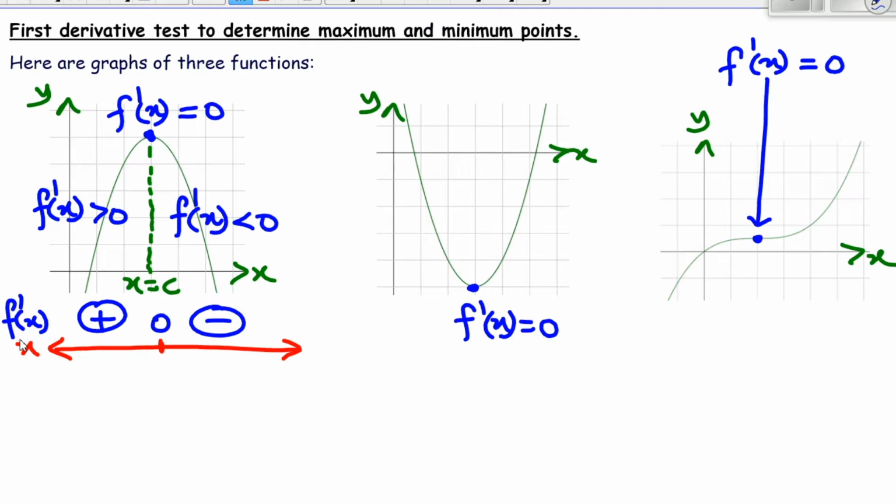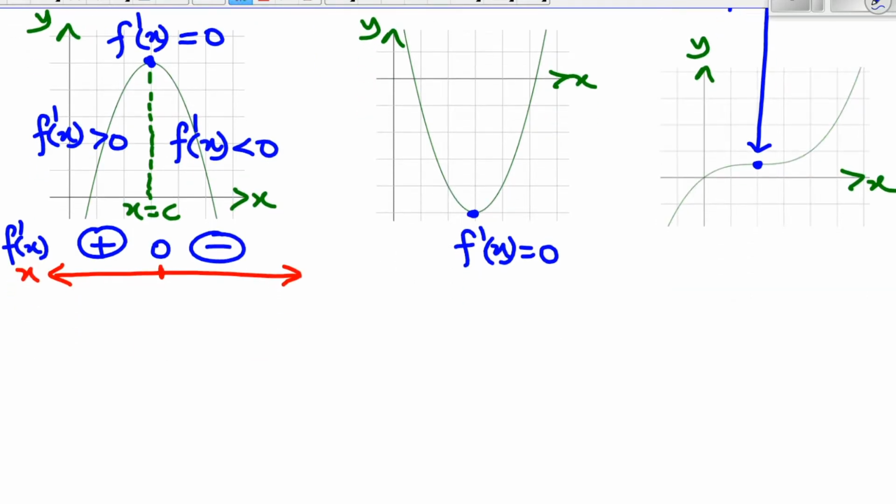So, what can we conclude from the first graph? We can conclude and say that suppose x is equal to c is a critical point on the graph of y is equal to f of x. If f dash x changes from positive to negative at x equal to c, then y is equal to f of x has a maximum value at x equal to c. And this is on the first graph.